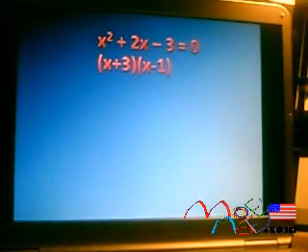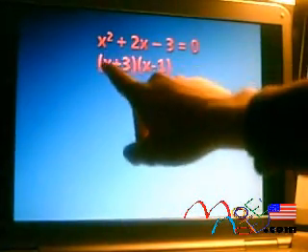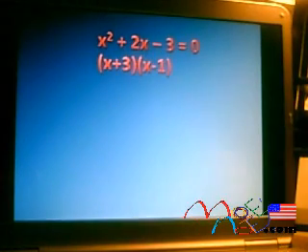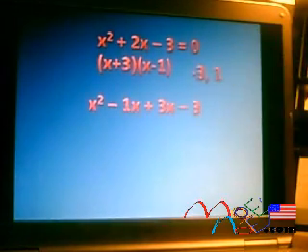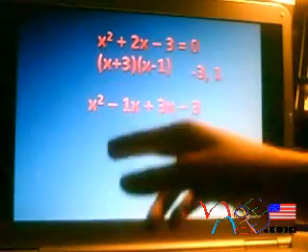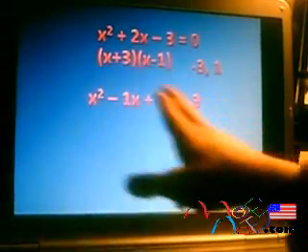Now it's very easy to see what's going to cause this to be 0. Obviously -3 plus 3 is 0, or 1 minus 1 is 0. So these are the numbers that are going to make that happen. And if you go ahead and multiply that, you're going to use something called FOIL. First, outer, inner, last. And that's where we get this from.